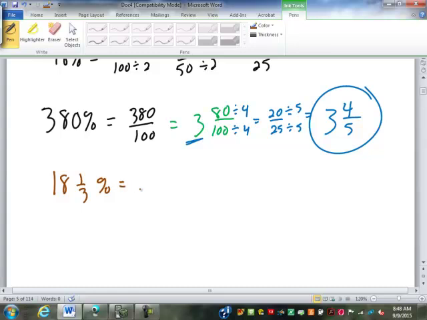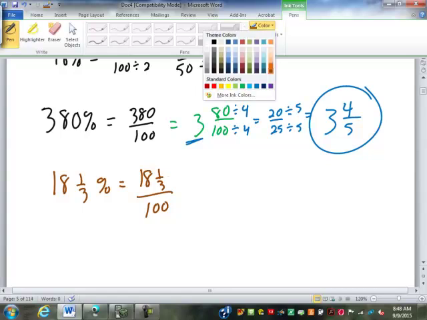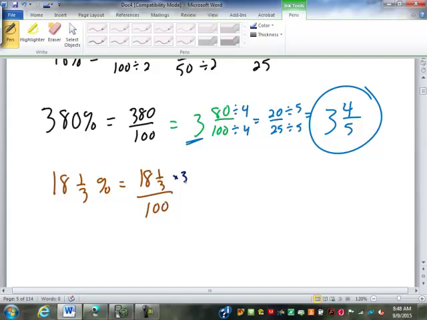18 1/3%. Well, it's going to become 18 1/3 over 100. But we don't like having fractions within our fractions. So how are we going to get rid of it? Well, you look at the denominator of the fraction. It is 3. So if I multiply by 3, it will get rid of the fraction. So I can multiply by 3 on top and bottom.